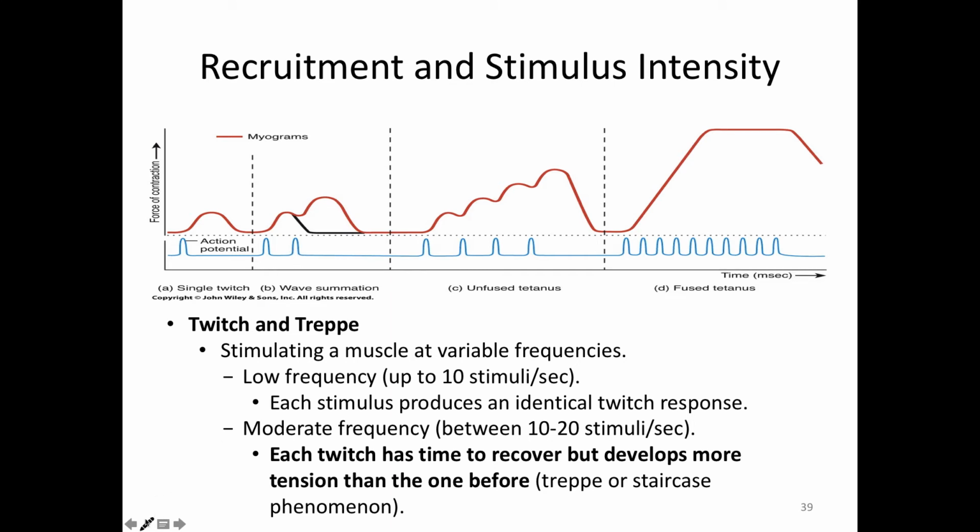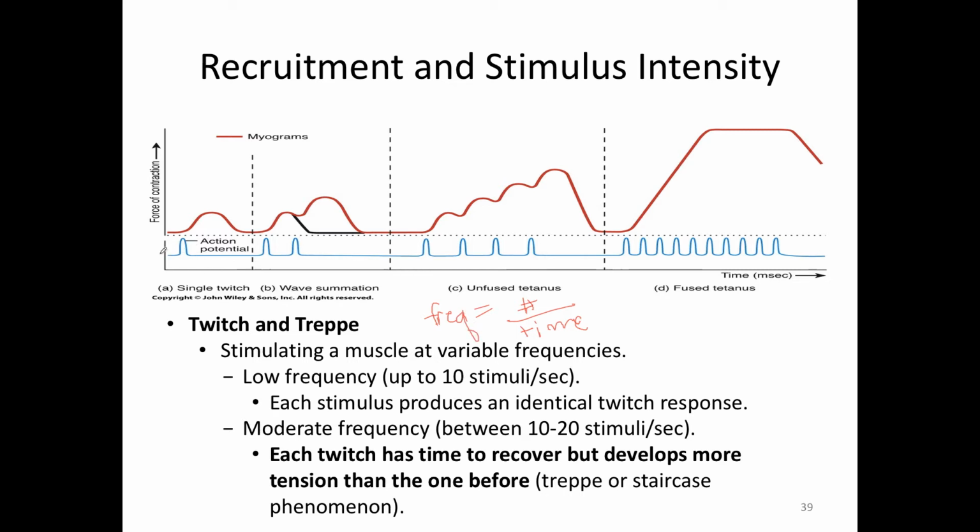Okay, so that brings us to the concept of twitch and Treppe. Depending on how many times you ping a muscle with an action potential, you're going to get different generations of force. So a myogram tells you how hard a muscle is contracting. That's on the y-axis here. And then down here we have action potentials over time. So frequency equals number of things over time. And in this case, the number of things is action potentials.